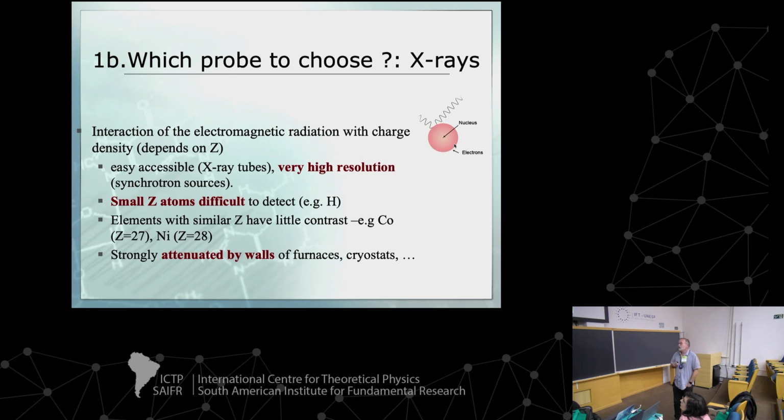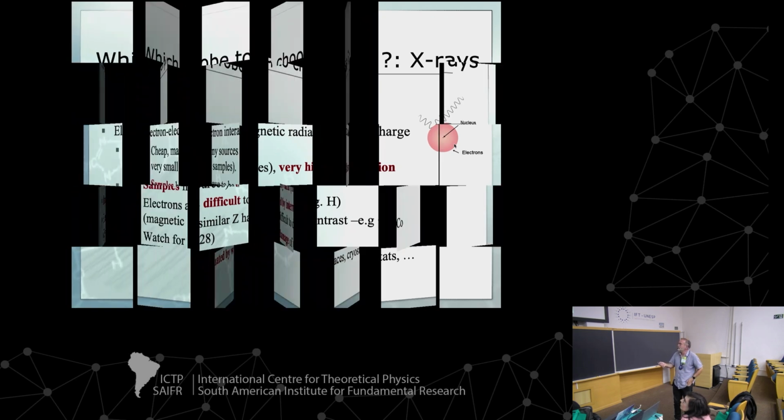And the other problem is that X-rays are strongly attenuated by the walls of the containers or the furnaces. So, for instance, it was until recently very difficult to measure molten salts or molten materials, because you have to have a furnace, a container that is resistant to temperature, and for most of these materials everything was just absorbed. So you have to use neutrons that can actually go through the material.